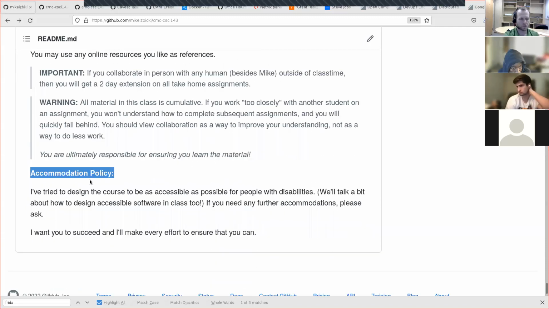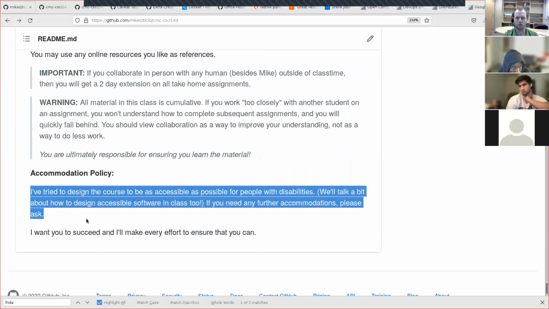And then accommodations. We'll see at different points in this course, I'll talk about accommodations and ways that I've tried to make the course accommodating for everybody, and also how to make programming in general accommodating for everybody. But if you do have any additional accommodations that you would like, just feel free to let me know, and I'll definitely do my best to help you.